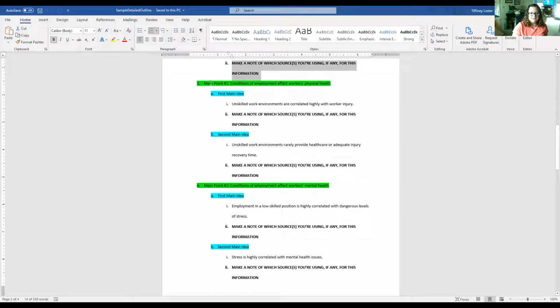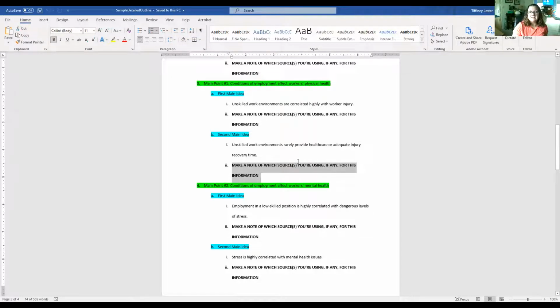Our first main point, after we give all the background information that we feel like we need to provide, is that conditions of employment affect workers' physical health. Our first main idea in our first main point is that unskilled work environments are correlated highly with worker injury. Make a note of any sources we might be using in this first main idea. The second main idea for our first main point is that unskilled work environments rarely provide healthcare or adequate injury recovery time. We're going to make a note of the sources we're using in that section.